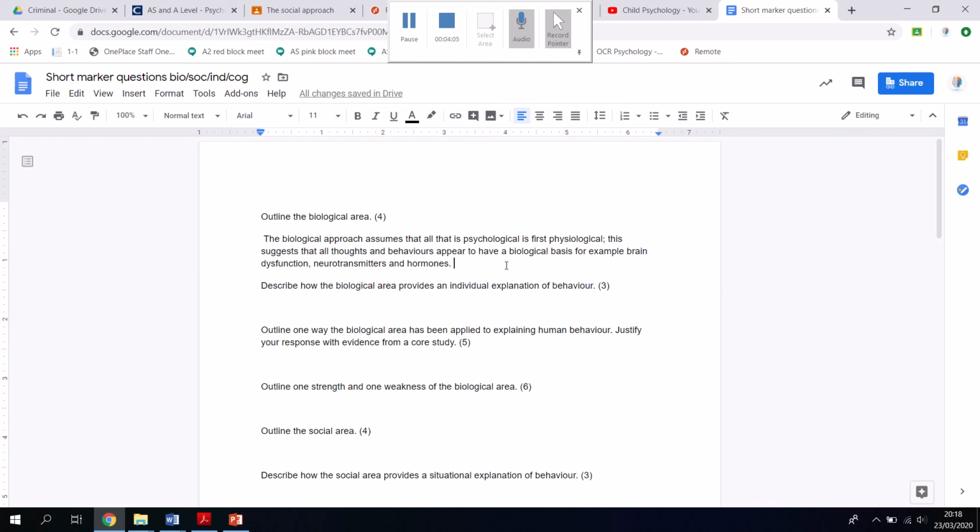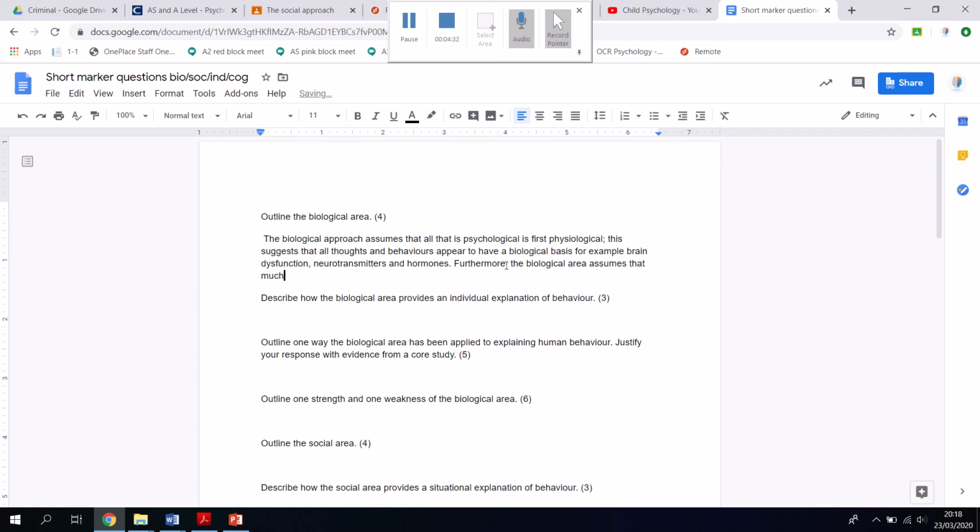As it's for 4 marks, we need to write a little bit more. So you can say, furthermore, the biological area assumes that much behaviour has a genetic basis.